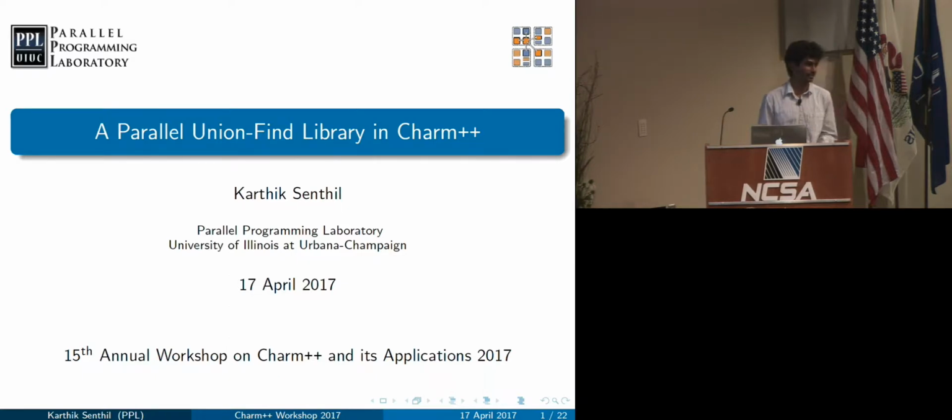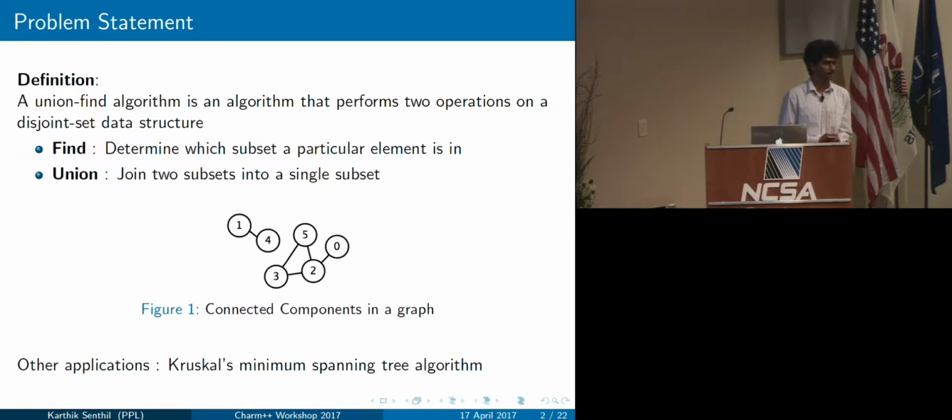I'm Karthik, a first-year graduate student at the Parallel Programming Lab, and I'm here to present our active ongoing research in developing a parallel union find library in Charm++. So firstly, the problem statement. This is a definition borrowed straight from Wikipedia.